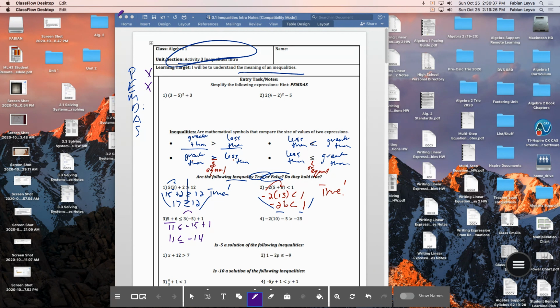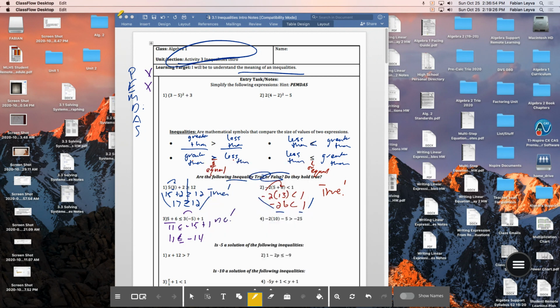Now, always ask yourself, is my alligator facing the right way? Is that alligator eating the bigger number? Now, is negative 14 greater than 11? And the answer is no, it is not. So that inequality doesn't hold true. It's a false statement. It's lying to you.